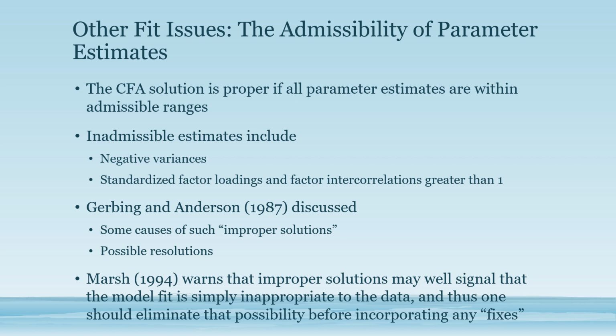When our output presents these values, it generally means that the solution is improper or the model is not plausible. There are some possible solutions, but Marsh warned that improper solutions may signal that the model is inappropriate for the data. Therefore, we should not try to fix these inadmissible estimates, but rather we need to look at the original model to see if there is any problem with it.